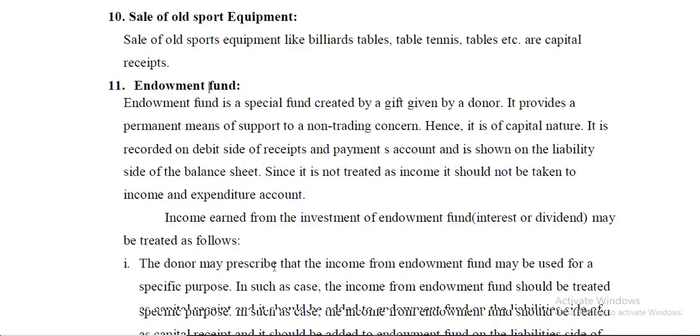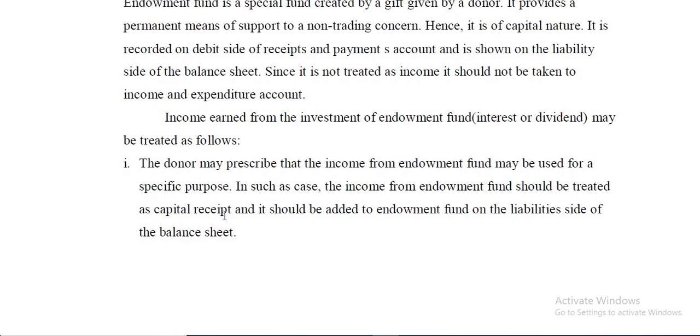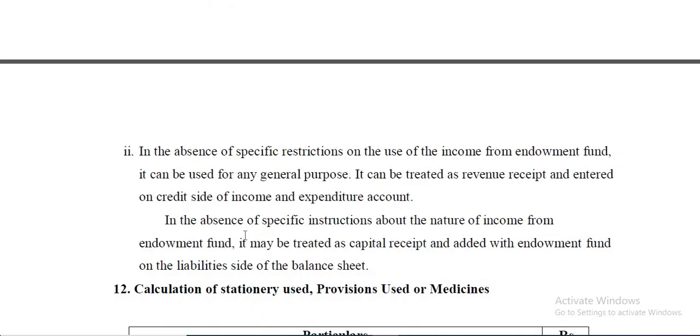So if it is to be used for specific purpose, then it should be treated as capital receipt. It should be added to endowment fund on the liability side of the balance sheet. On the other hand, if it is of general nature and there is no restriction regarding the use, then it can be used for any general purpose, and it can be treated as revenue receipt and entered on the credit side of income and expenditure account.